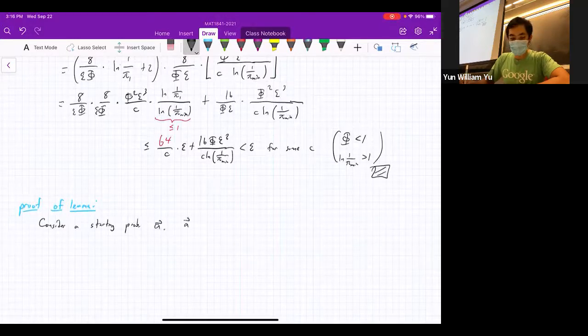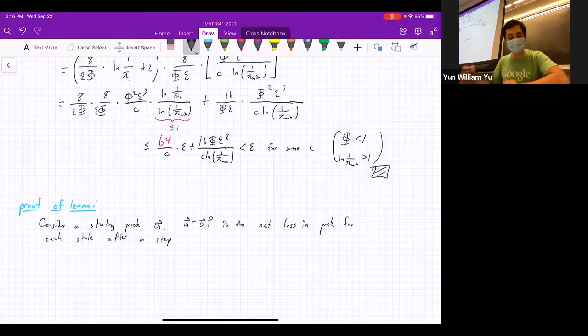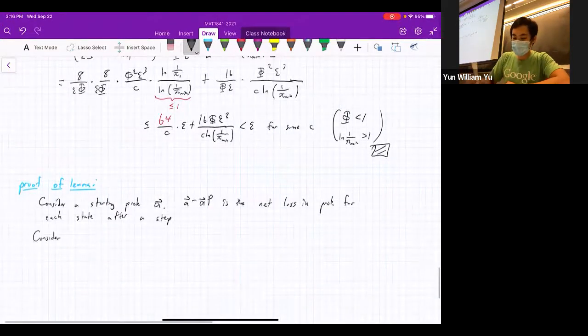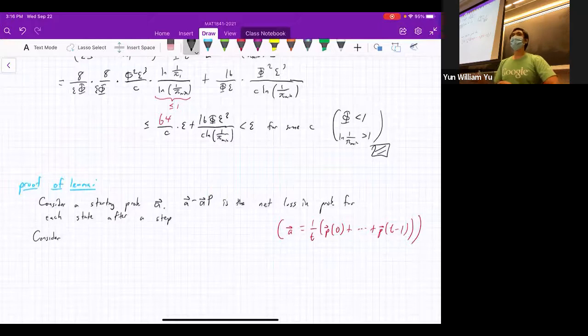So let's first start by considering a starting probability, A, and we know that A minus AP is the net loss in probability for each state after a step. Okay, so this is basically the delta, like how much are you changing from one step to the next? Of course, you start with your probability distribution, and then you hit it with P, your Markovian transition matrix, on the right, subtract away, and that gets you exactly what we care about. So now let's consider, and of course we use the standard, A is actually, in this case, the average over the time from 0 to T minus 1. Okay, so that's what we're going to start with.